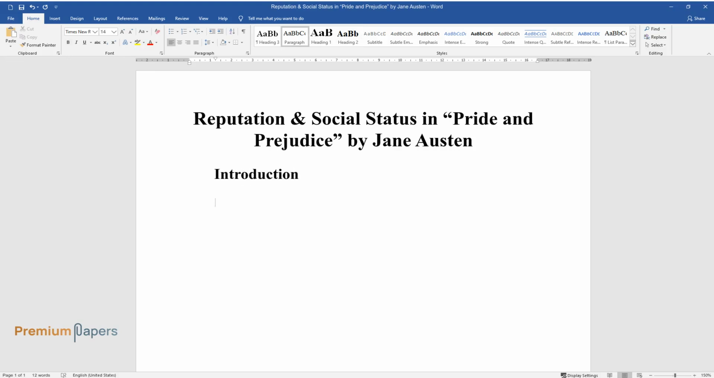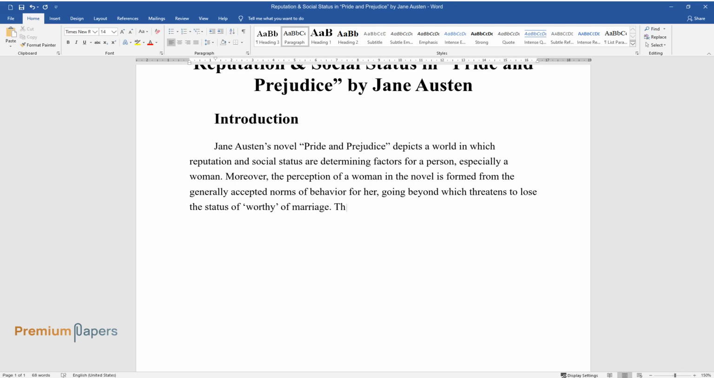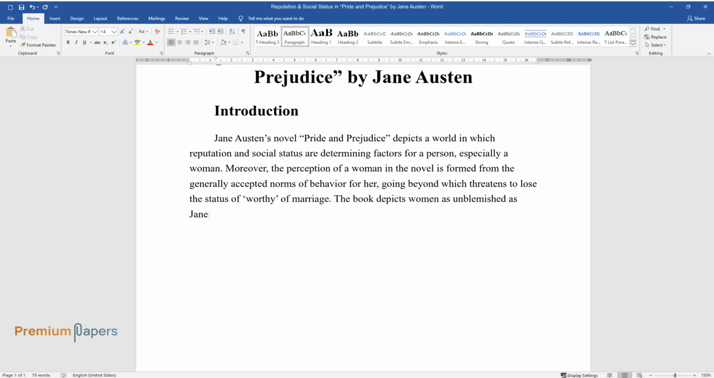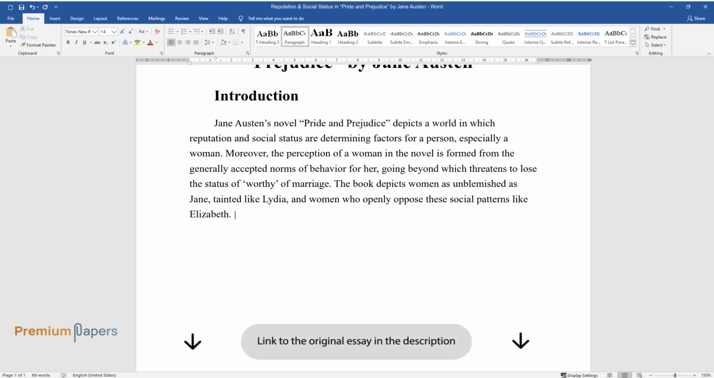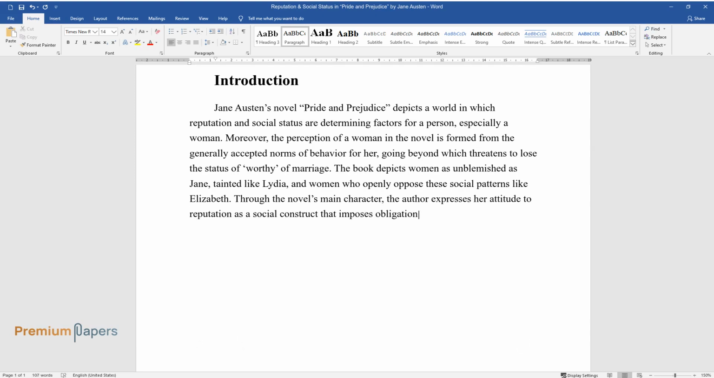Introduction. Jane Austen's novel Pride and Prejudice depicts a world in which reputation and social status are determining factors for a person, especially a woman. Moreover, the perception of a woman in the novel is formed from the generally accepted norms of behavior for her, going beyond which threatens to lose the status of being worthy of marriage. The book depicts women as unblemished as Jane, tainted like Lydia, and women who openly oppose these social patterns like Elizabeth. Through the novel's main character, the author expresses her attitude to reputation as a social construct that imposes obligations on a woman.